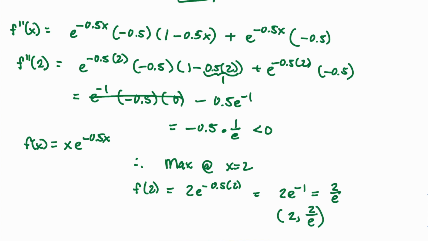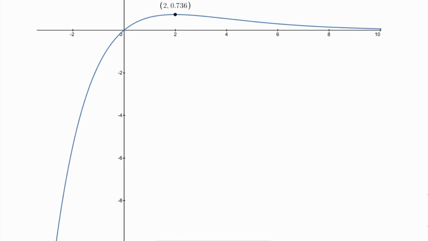And I have a graph here just to confirm our results. Here is the graph of y equals x e to the negative 0.5x. And as you can see, the maximum point turns out to be a global max at x equals 2, and 0.736 is the decimal approximation of 1 over e. So there we have it. Another way to find mins and maxes is to use a second derivative test.